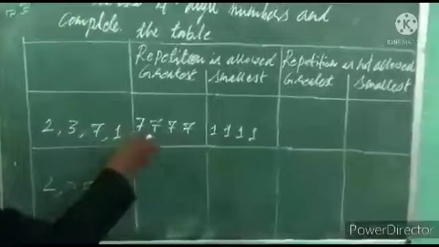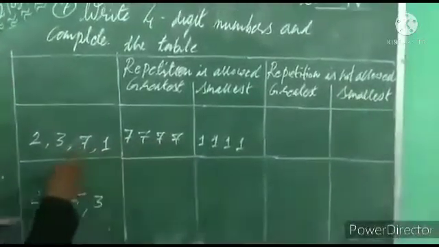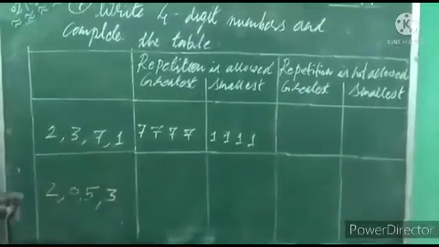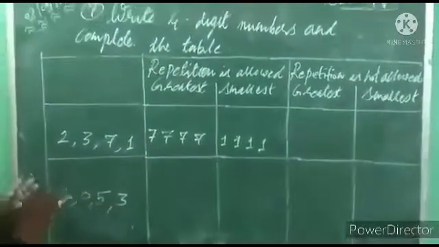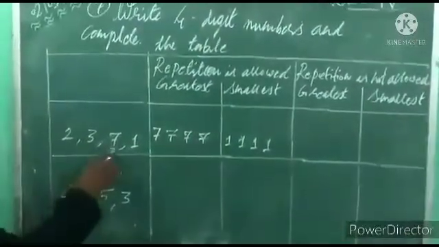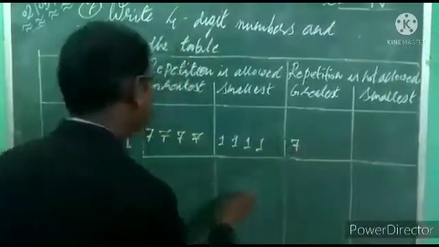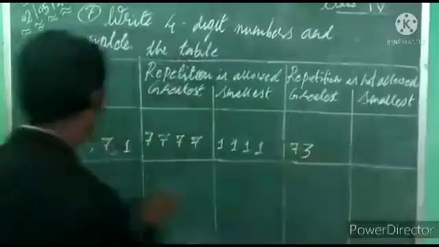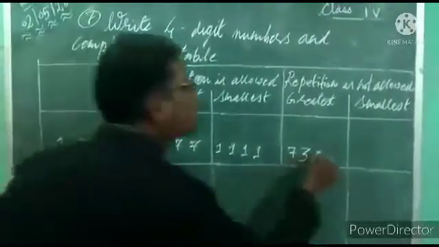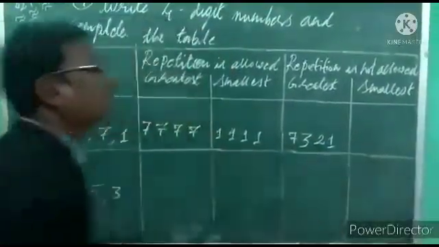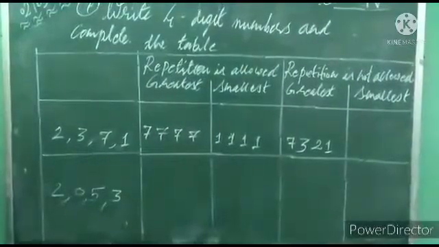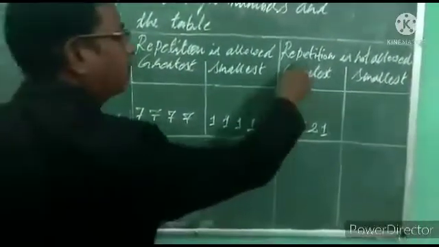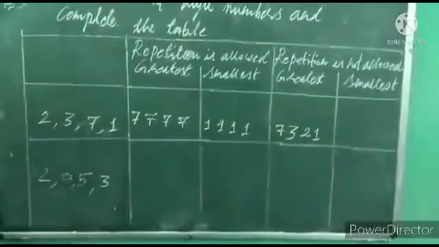You have to write now. No need to repeat the number. The digits are 2, 3, 7, 1. Which number is greatest? You have to go in descending order. 7 means biggest. After that 7, which number? 3. After 3, which number? 2. And after that 1. So 7321 is the greatest 4-digit number when repetition is not allowed.